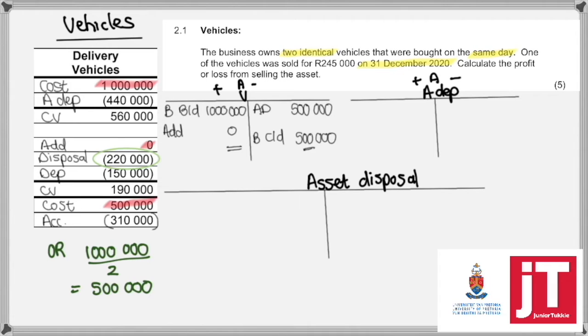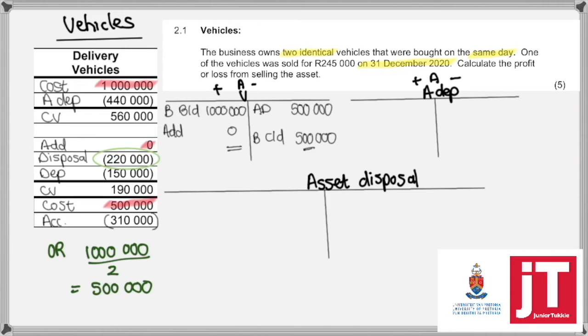You could have also said, well, if I've got 2 identical vehicles that were bought on the same day, we can take the 1 million and divide it by 2. So that would have given us exactly the same answer.